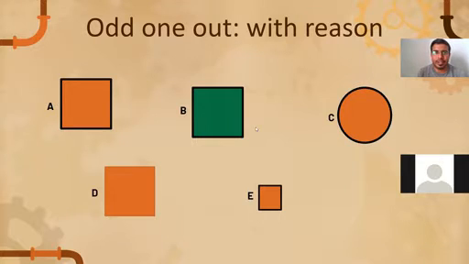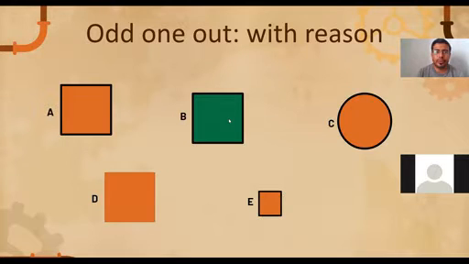Let's start with an activity. What we have to do is figure out which one is odd among these, right? So this is an odd one out activity. You have to write down whatever option you think is odd, A, B, C, D, E, and also write down the reason why you think it is odd. You can write that in the chat.